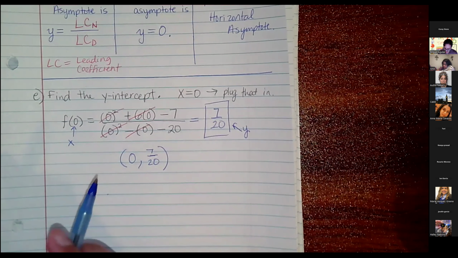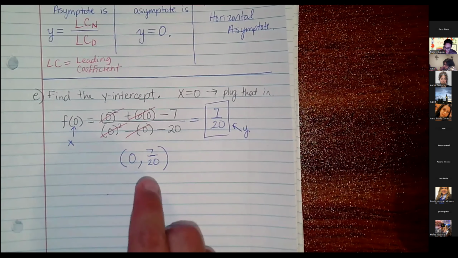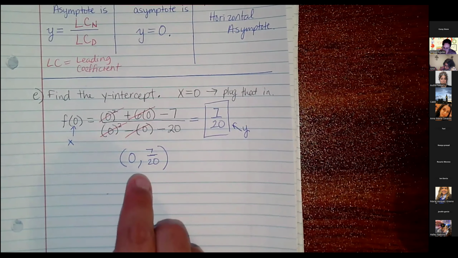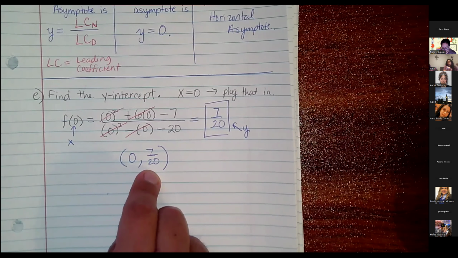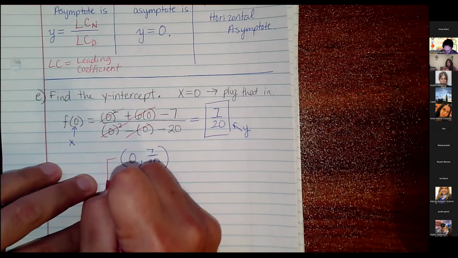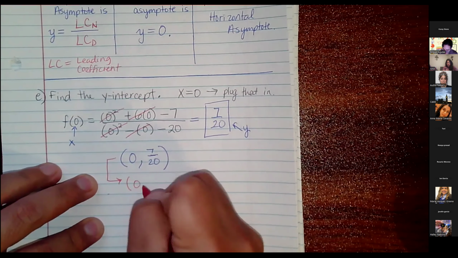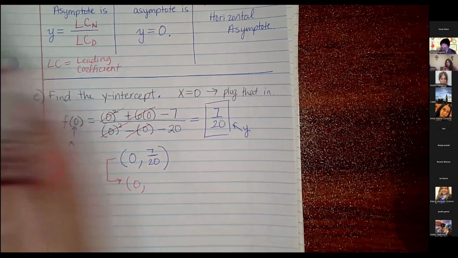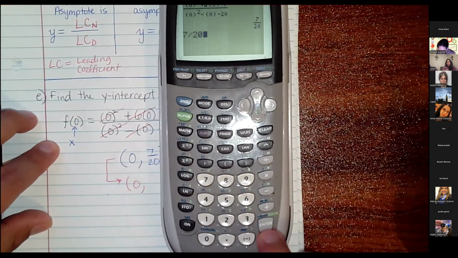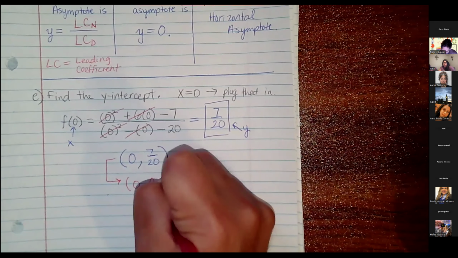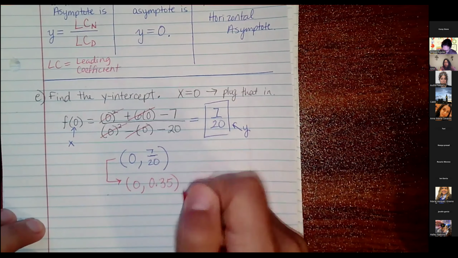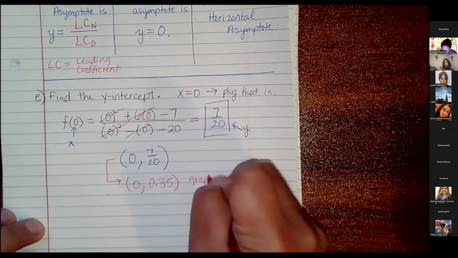Okay. But since we're graphing this by hand, I guarantee you that nobody here, off the top of your head, myself included, has any idea where 7 over 20 is. I don't know what number that is. So I'm just going to switch this, since we're graphing by hand, to 0 comma 7 divided by 20, which is 0.35. So I'm going to call this 0.35, just because we're graphing by hand.